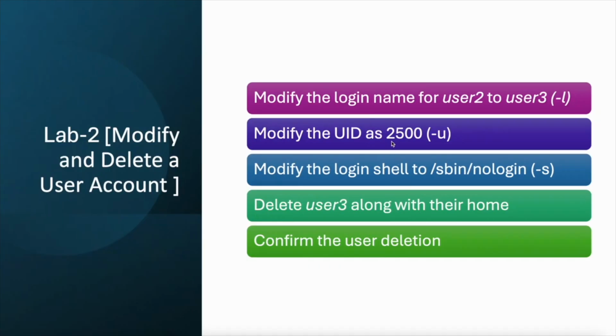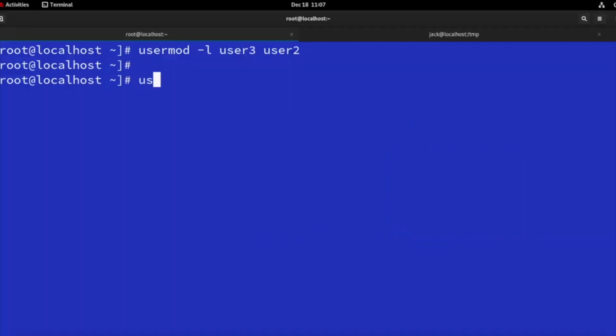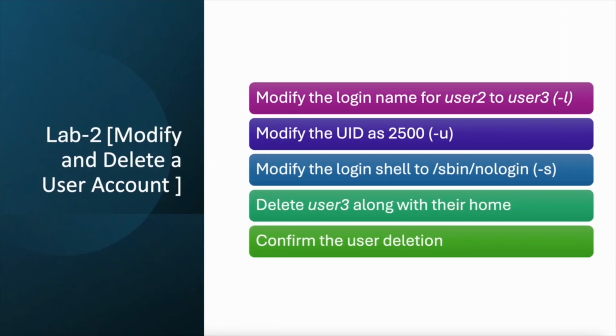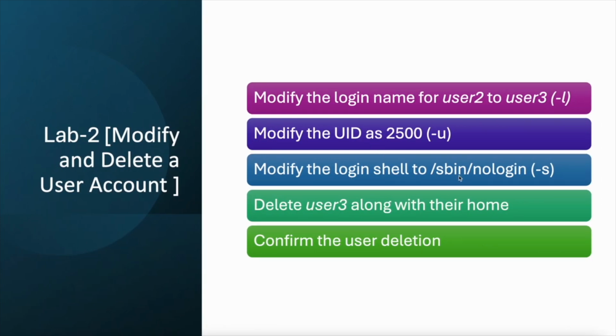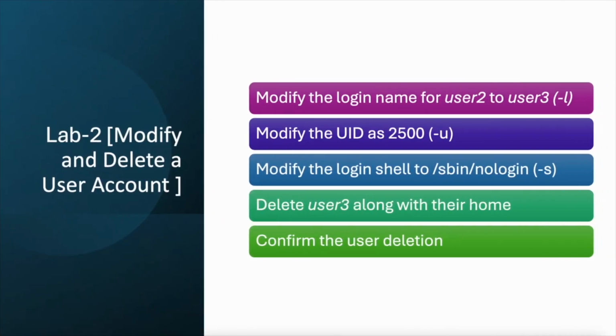Second is to assign a UID of 2500. Again, usermod -u 2500, and now my user is user3. Then modify the login shell to /sbin/nologin. usermod -s /sbin/nologin to user3. This task is also done.